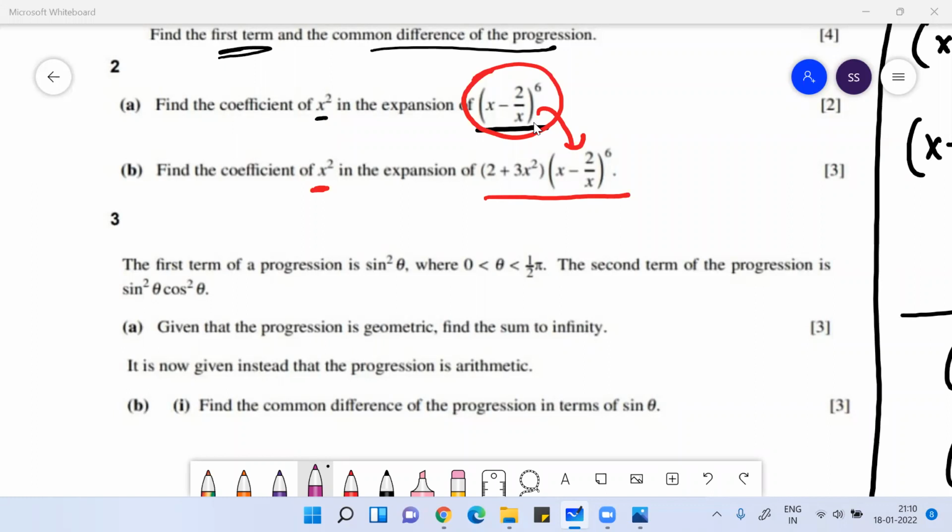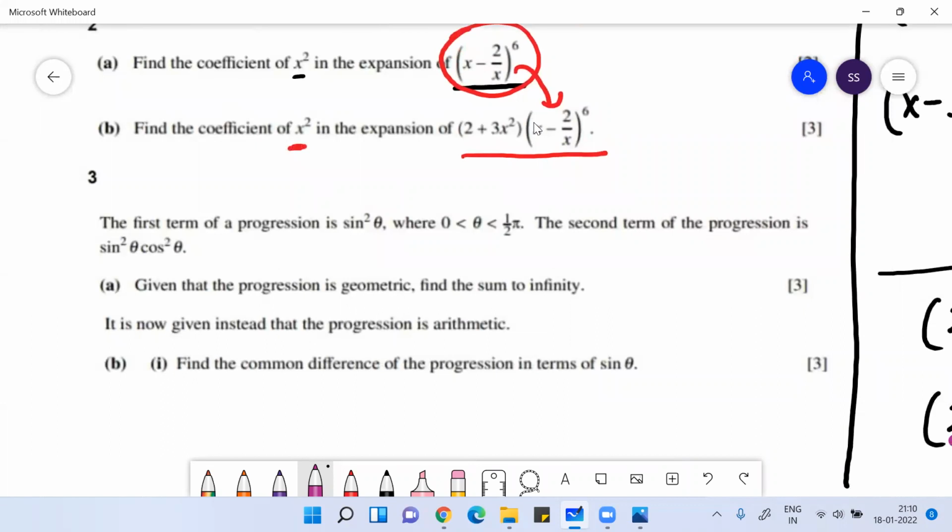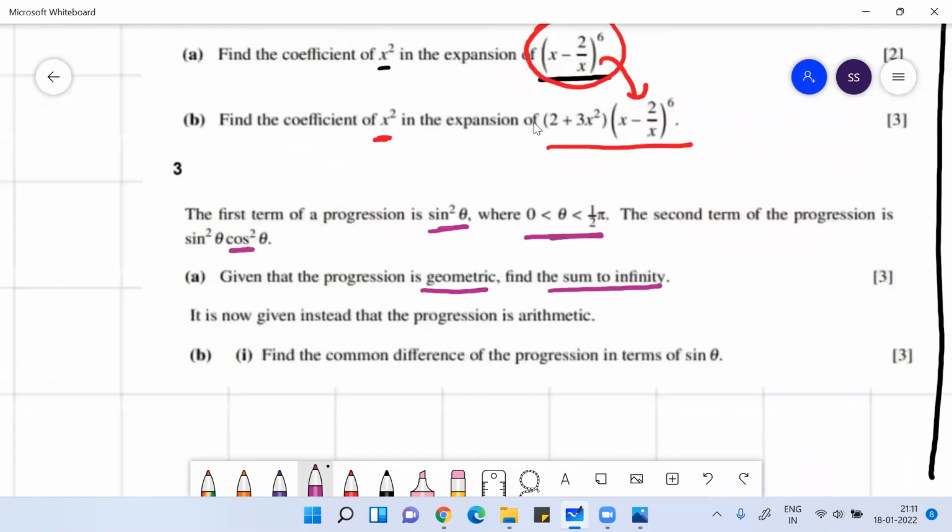Now we have done question number 1 and 2. Now if you see the third question, the first term of the progression is sine square theta, where theta is between 0 to 90 degrees. The second term is sine square theta cos square theta. Given that the progression is geometric, find the sum to infinity.